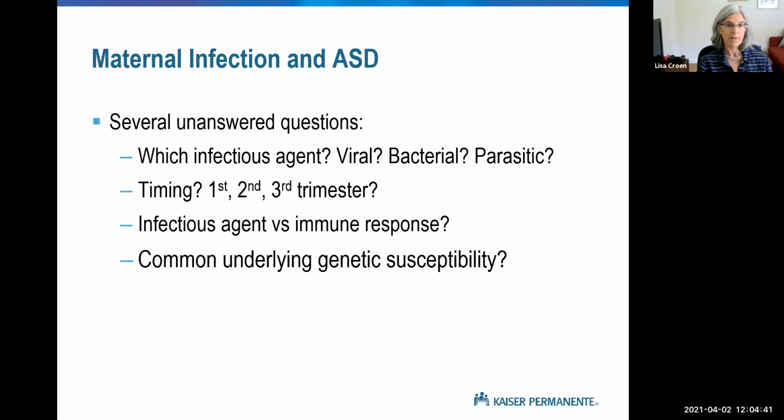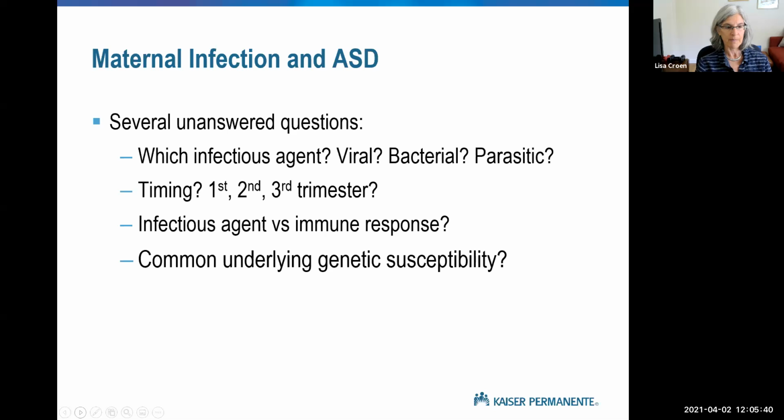There are also big questions about the timing of exposure during pregnancy. Is the association related to infection in the first trimester or later on in pregnancy? The findings are variable across time period. And then questions about what the actual risk factor is. Is it the infectious agent per se or the immune response? And finally, maybe there's a common underlying genetic susceptibility: women who are genetically susceptible to infection during pregnancy for some reason, which is also related to a genetic susceptibility to having an offspring with autism. So lots of unanswered questions, like many fields of research.